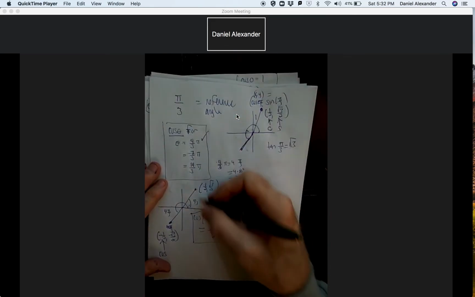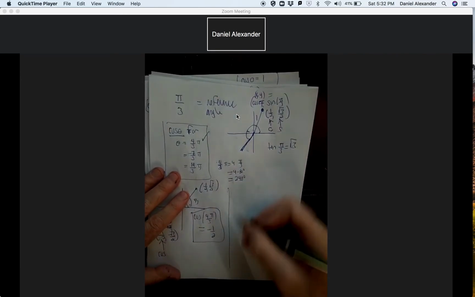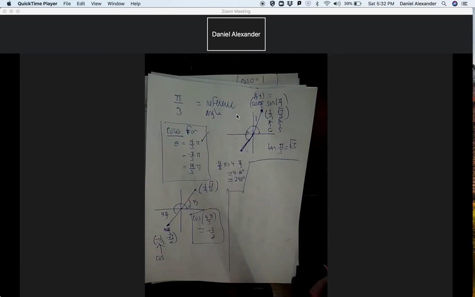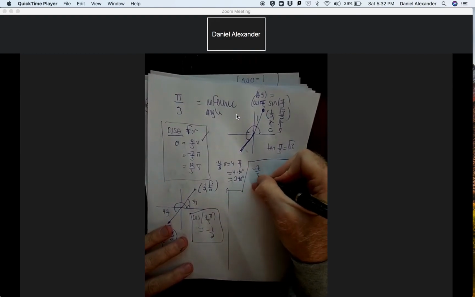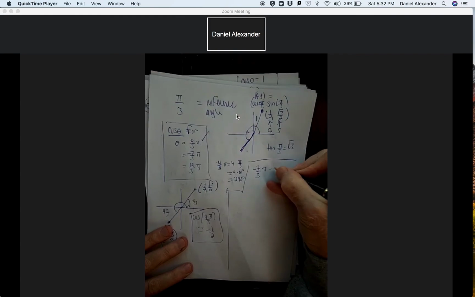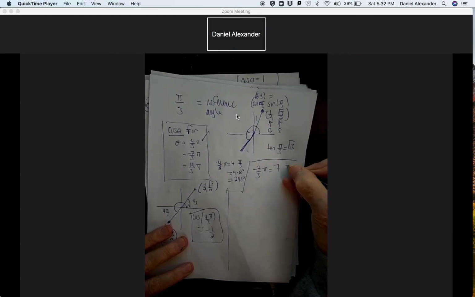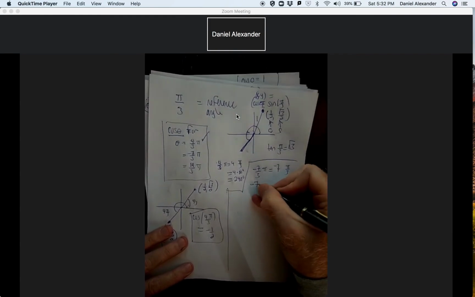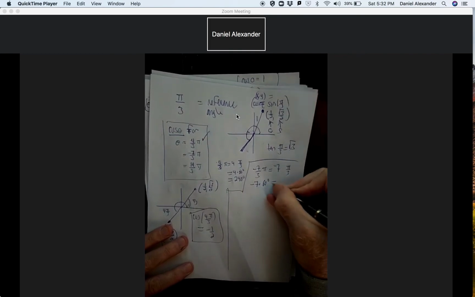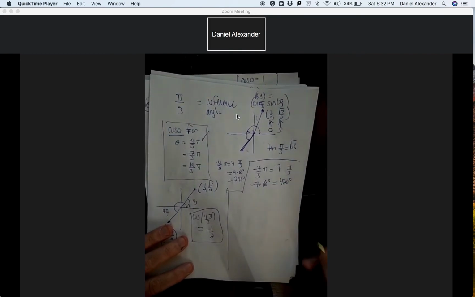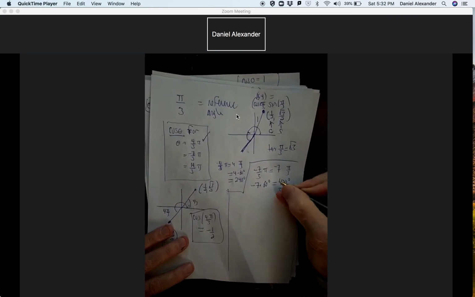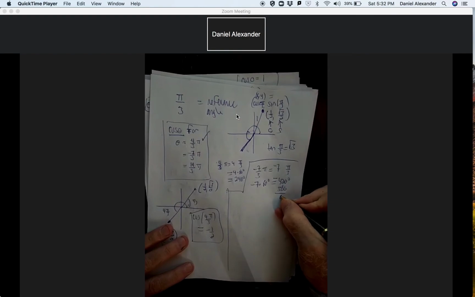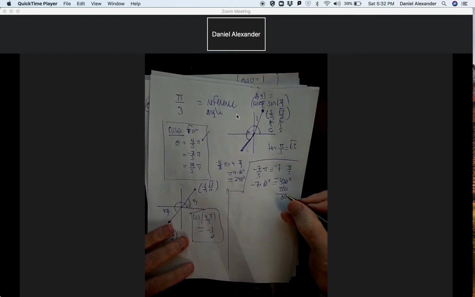Now we're going to do minus 7/3. So I'll do that over here. I want minus 7/3 pi. That's going to be minus 7 pi over 3. It's going to be minus 420 degrees. So that's more than one time around a circle. So I subtract it from 360. Sorry, it's going to be a negative. And that's going to give me 60 degrees.